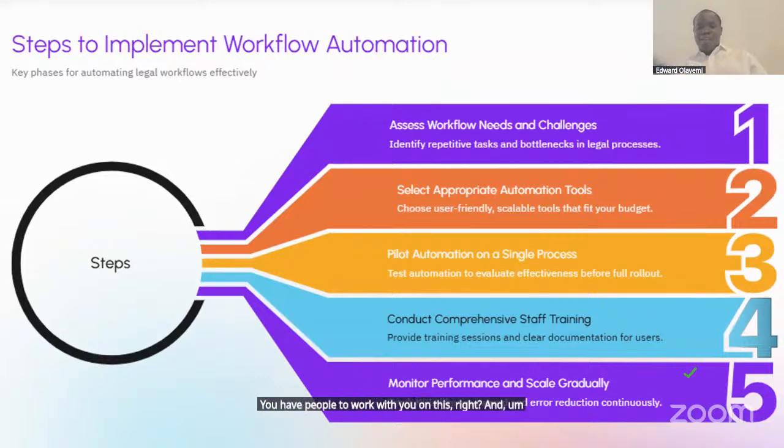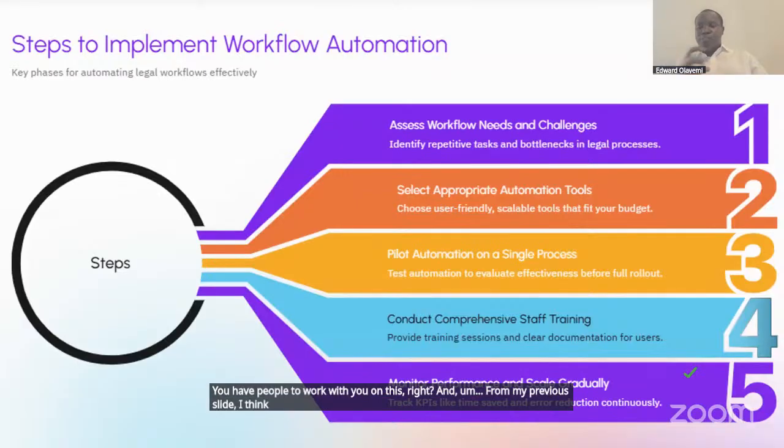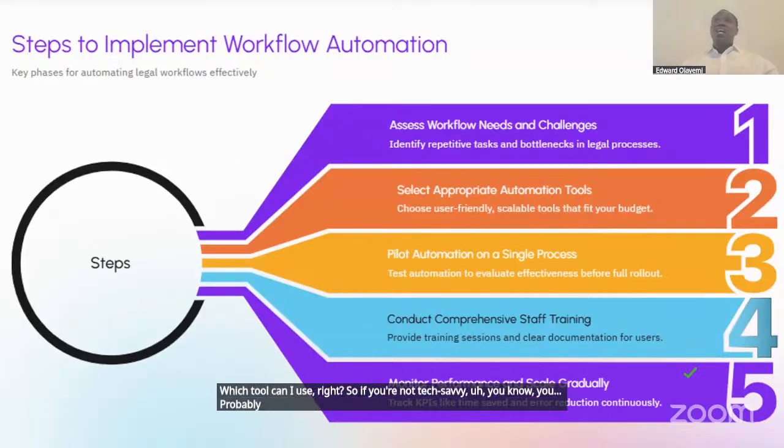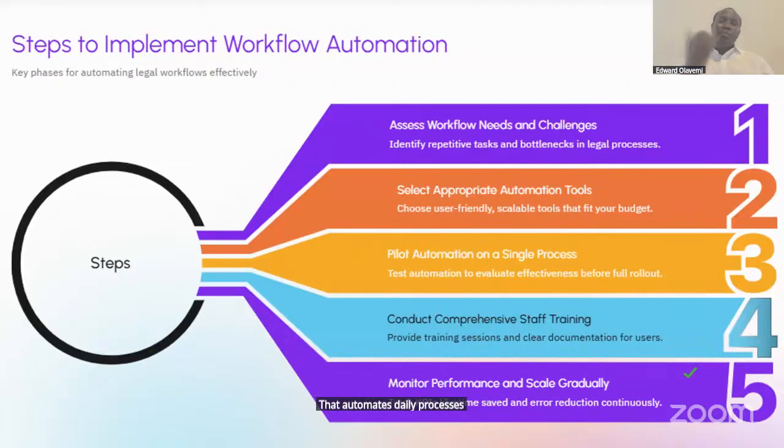And from my previous slide, which this is just an extract of, you need to identify and assess your workflow needs. What are the things you need? Like I mentioned, you need to identify the steps. And the next thing is that you can now decide which tool you can use. So if you are not tech savvy, you probably want a low-code tool, and like I mentioned, you can use Power Automate. It's a low-code tool, and you can automate. And like I mentioned, you can search. There are a lot of applications that automate daily processes already deployed on Power Automate.